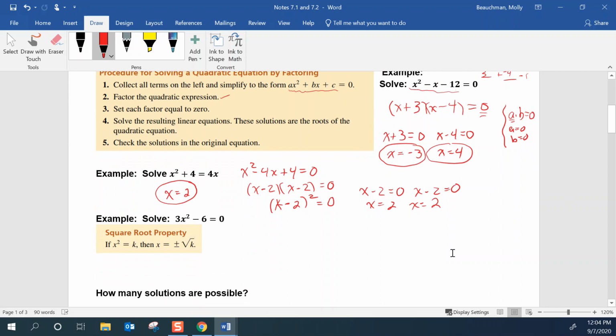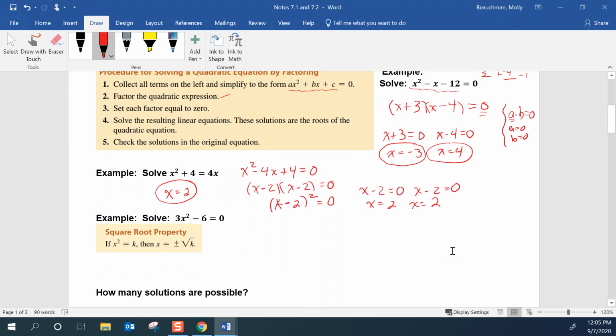Next example, we're going to solve 3x squared minus 6 is equal to 0. All right, well we can factor. We can factor a 3. We're left with x squared minus 2 equal to 0. And then set each factor equal to 0. This x squared minus 2 doesn't factor. So I'm going to say 3 equals 0 or x squared minus 2 equals 0. That's a false statement, so I'm just going to cross it out.